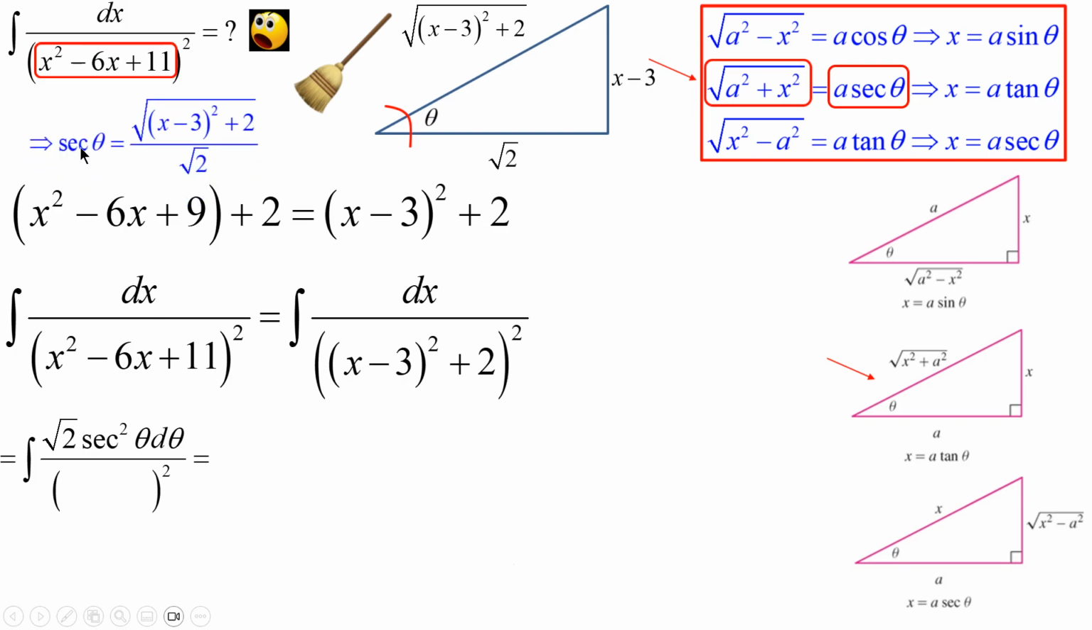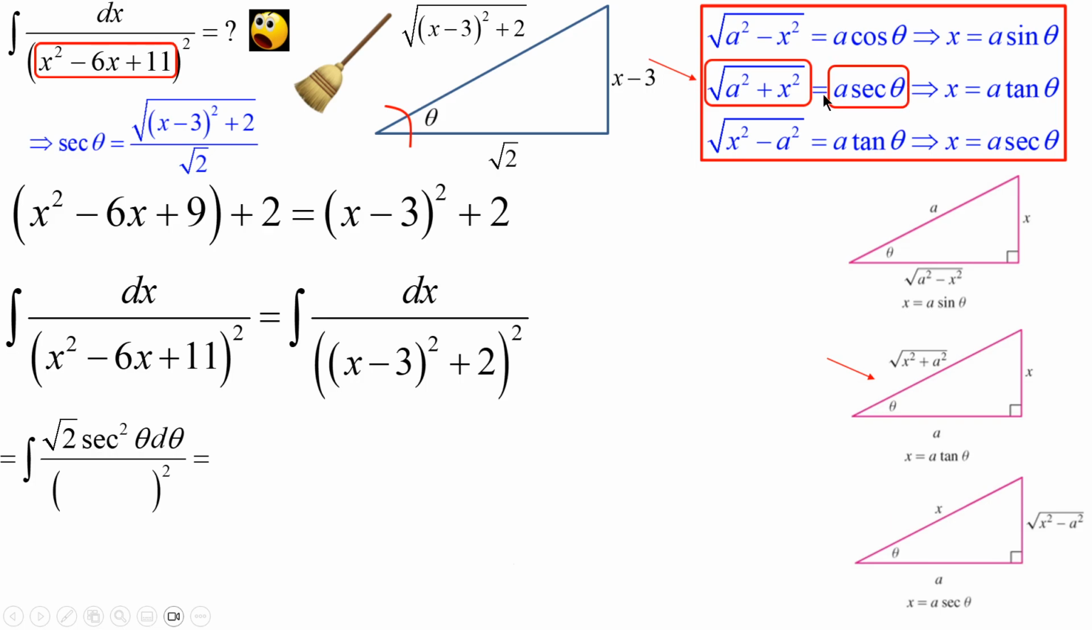So, that implies secant of theta equals the radical of (x minus 3) quantity squared plus 2, over root 2. All right? And that leads to that radical equaling, multiply both sides by root 2, and we get root 2 secant of theta.